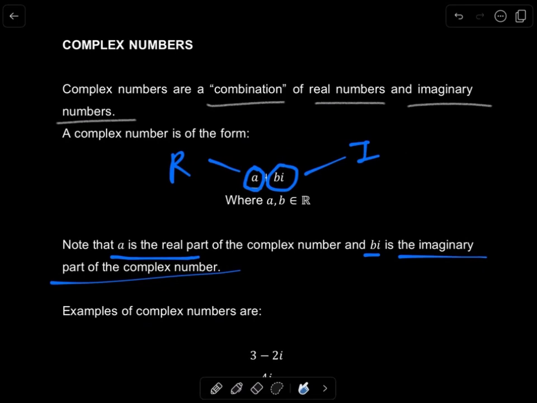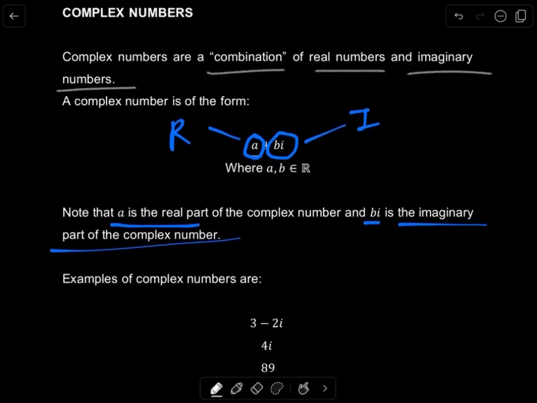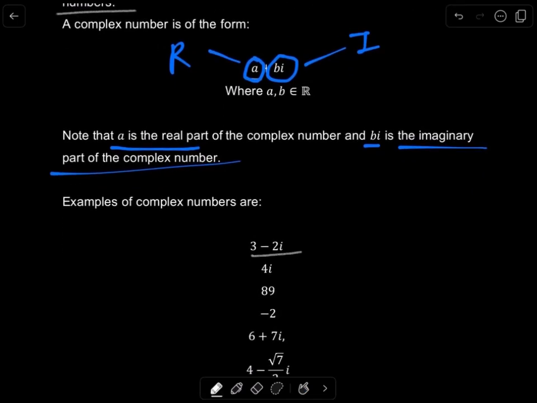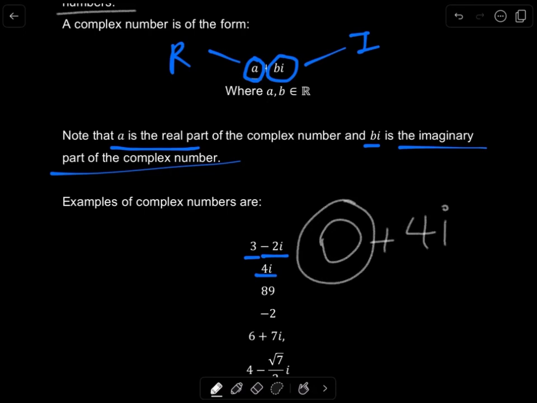Let's look at examples of complex numbers. So we have 3 minus 2i. The 3 is the real portion, and the minus 2i is the imaginary portion. We also have 4i. We can write that as 0 plus 4i, where 0 is the real portion and 4i is the imaginary portion.